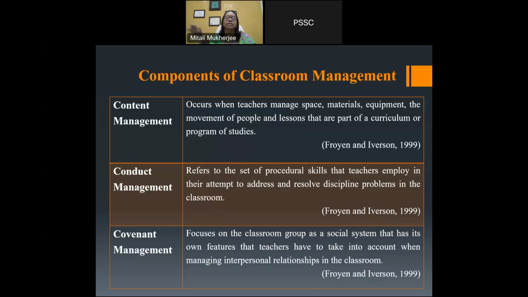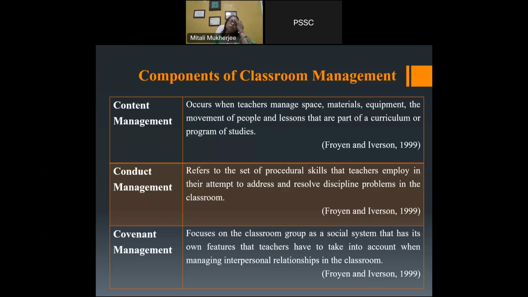Suppose the children have come from heat, from PHE classroom. You have to give them 2 minutes time to become normal. Their heartbeat should become normal. They should drink water. They should stop panting, and then you start your session. So these are small things which we have to keep in mind in order to keep the social atmosphere, social environment of the classroom happy.